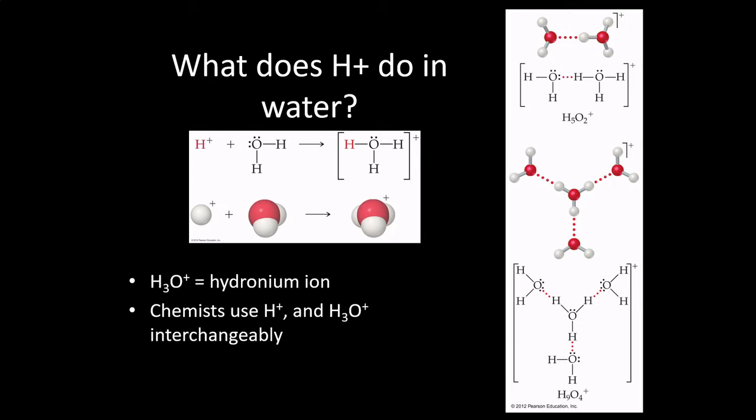Instead, it's going to find the nearest water molecule and attach to it. So it's going to attach to one of the lone pairs on one of the oxygens, because that positive charge is attracted to the negatively charged electrons. Opposites attract. And so you're going to form H3O+. So throughout all the rest of this chapter, we are going to use H+ and H3O+ interchangeably. Just realize that when I say H+, I'm really referring to this. It's just a whole lot easier to say H+ than H3O+.